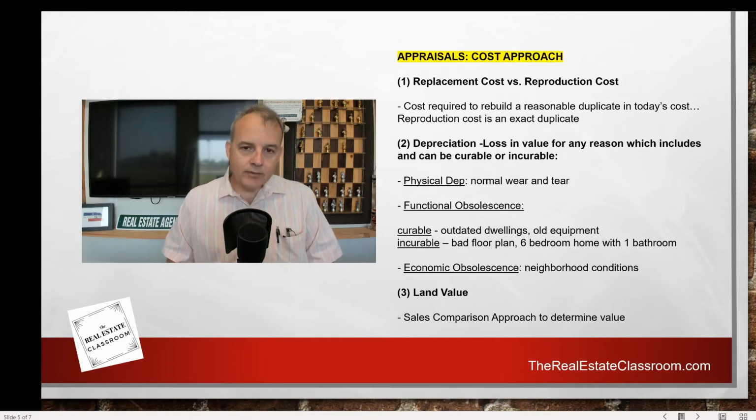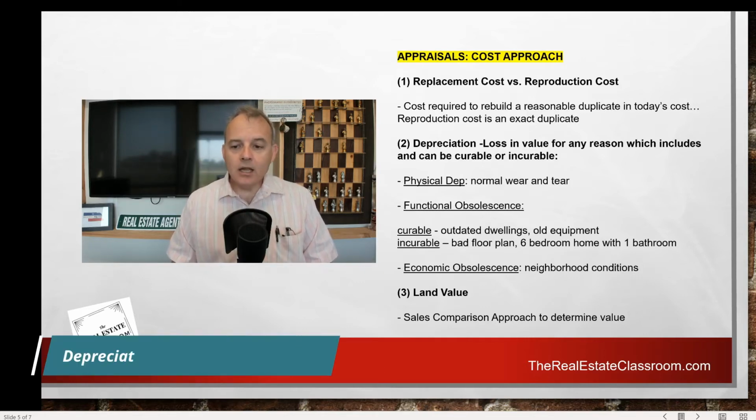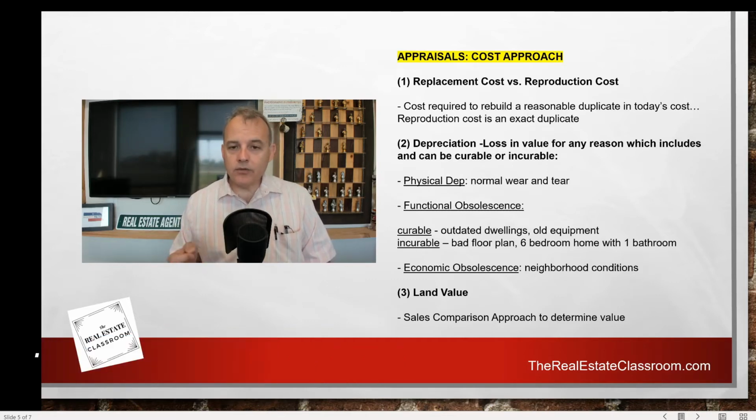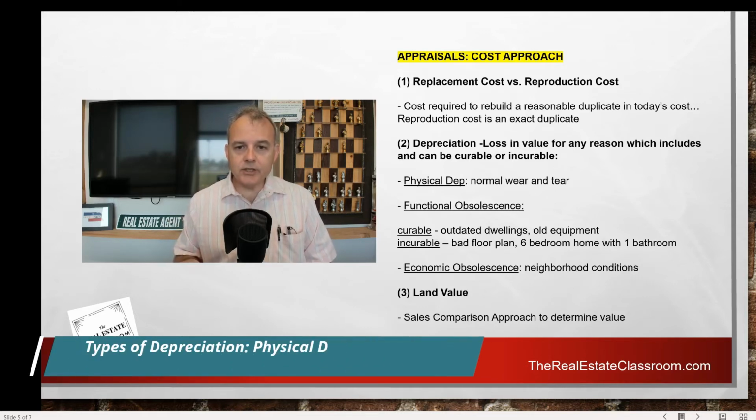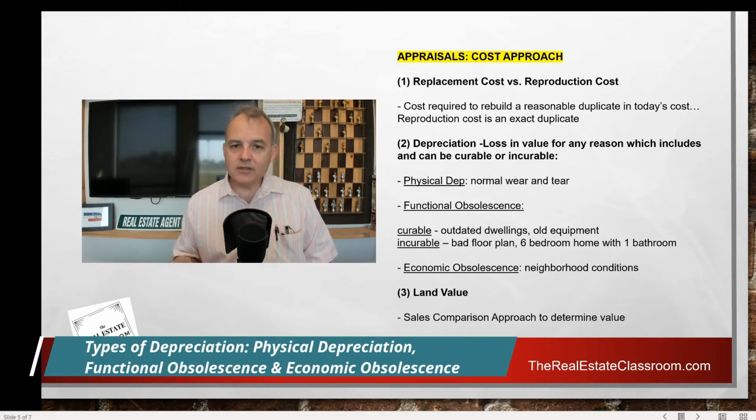Part two of our formula, depreciation. Now, I've already previously defined it, but depreciation in real estate is simply a loss in value for any reason. Now, here are three types of depreciation that I've put on your screen. We have physical depreciation, we have functional obsolescence, and we have economic obsolescence.